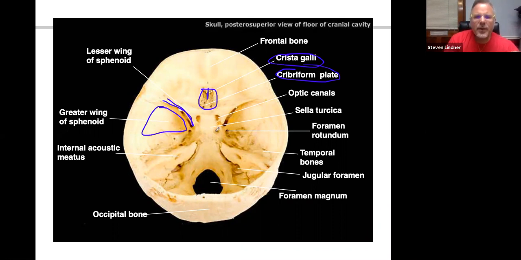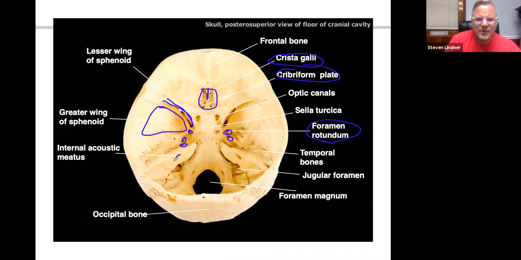We're going to see a few other holes, a few other foramen here. There is the foramen rotundum right there. We will see a foramen rotundum, a foramen ovale, which we could see. This is the foramen rotundum, foramen ovale, and then there's another one called a spinosum.